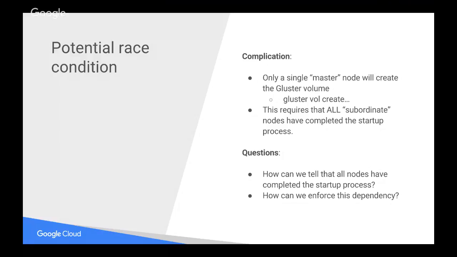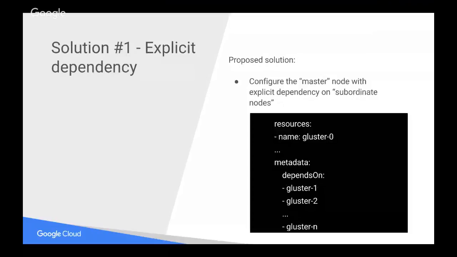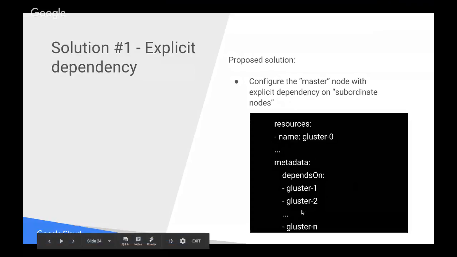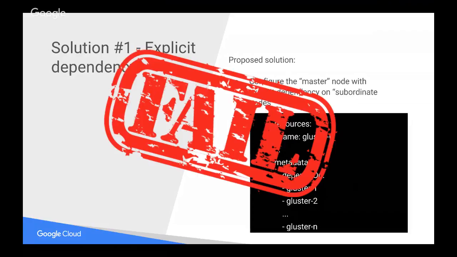So how can we actually tell that those other nodes have finished the startup process, and how do we enforce that dependency? One potential solution is we might have an explicit dependency in the template in Deployment Manager itself. This example shows that we've configured the master node with this metadata with the depends on statement, which says these are explicit dependencies on the resources with these names. So you could say, okay, Gluster 0 depends on those other nodes. That's not going to work.